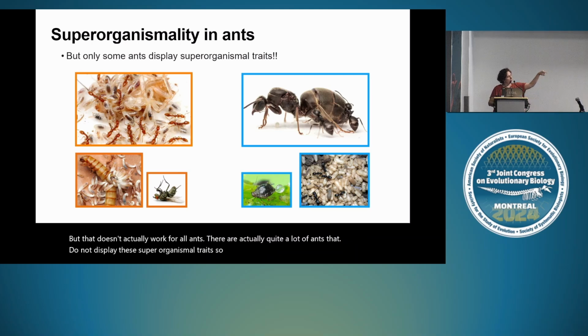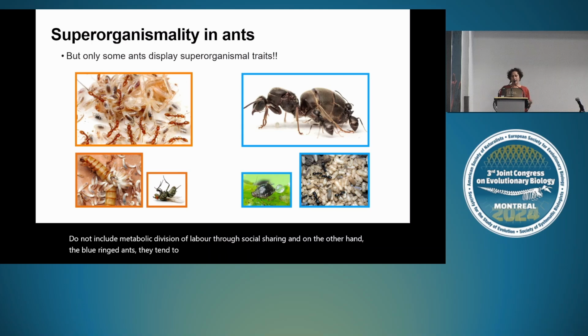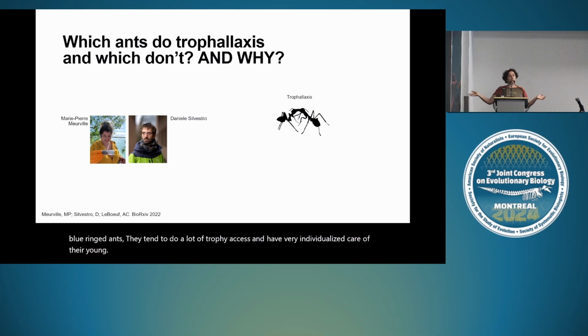So for example, the orange-ringed ants, these ladies have fully reproductive workers where the workers can mate, they can lay diploid eggs, they can make a new colony if they want. And typically, when you have this sort of break, these not really superorganismal ants, they have particular dietary habits. For example, dietary habits that do not include metabolic division of labor through social sharing. And on the other hand, the blue-ringed ants, they tend to do a lot of trophallaxis and have very individualized care of their young. So what can we learn from this pattern?